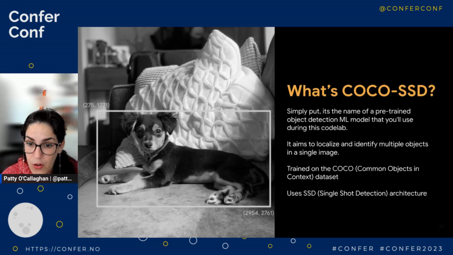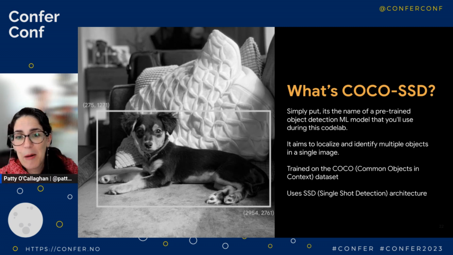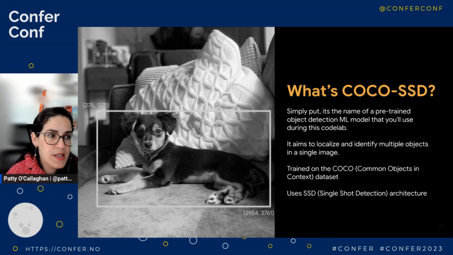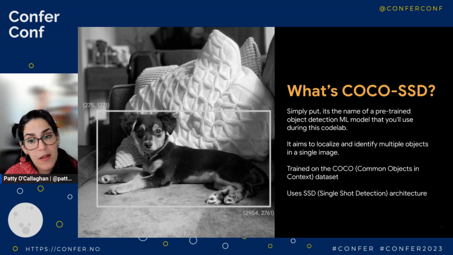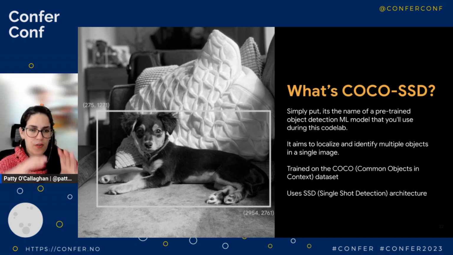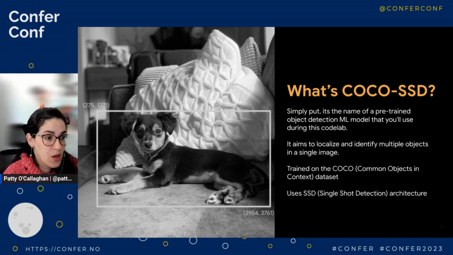So, okay, again, let's talk about what is COCO SSD. Again, it is a pre-trained model that can help you to recognize objects. You can have several objects in the same image. So it's trained on the COCO dataset, and that dataset was gathered by Microsoft. And it uses a single shot detection architecture. So for each frame, it will recognize all of the objects there that are part of the COCO dataset.